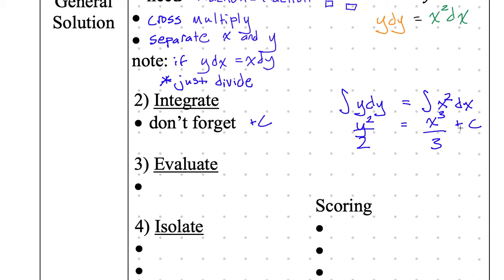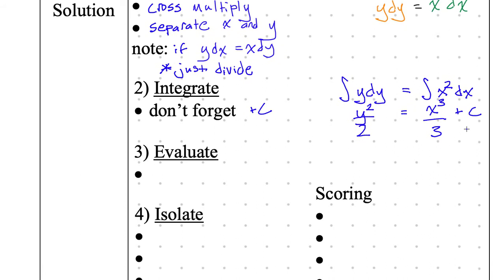Cool. Just by writing that plus C, you get a full point. If I'm lost enough, can I just put a C and get a point? Well, no, you have to actually try integrating. If you integrate incorrectly here, but write your C, you get a point.